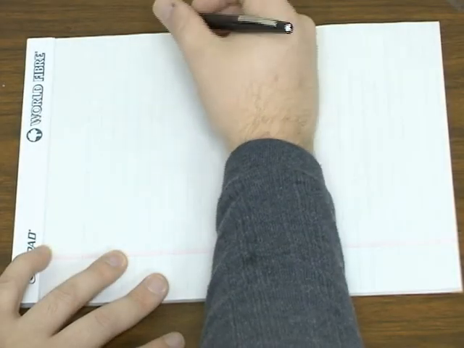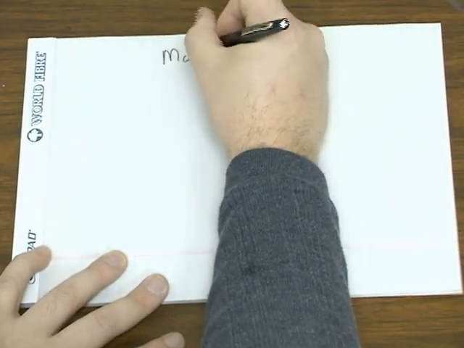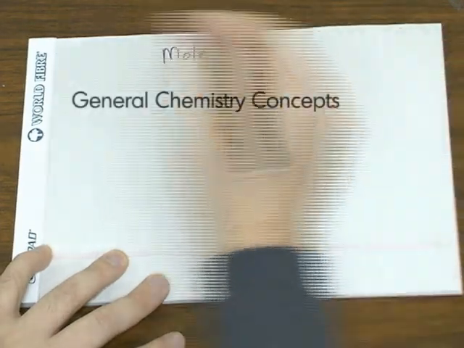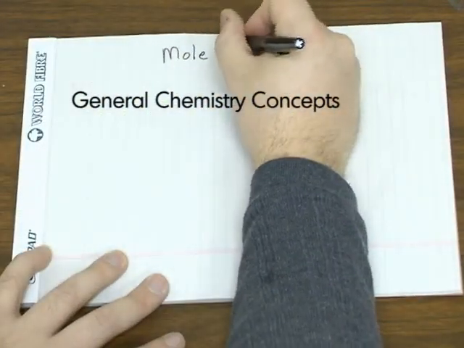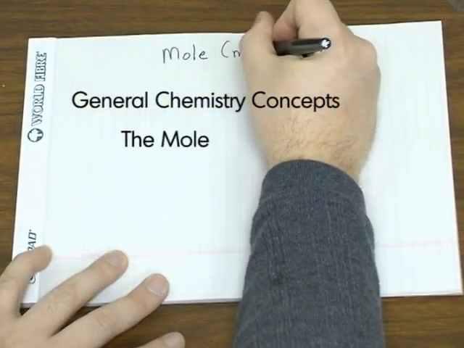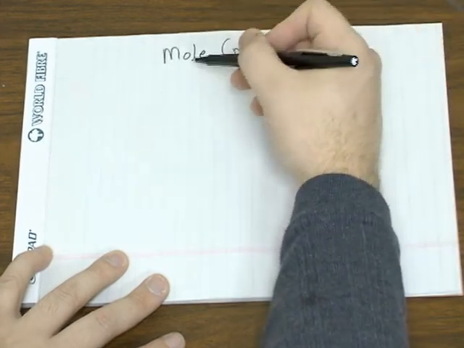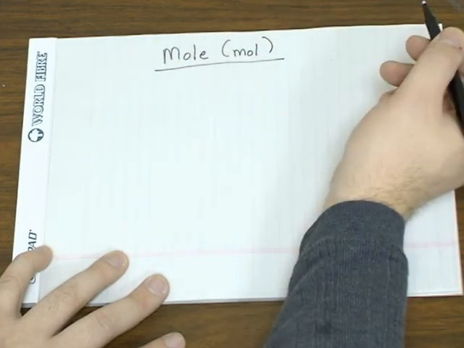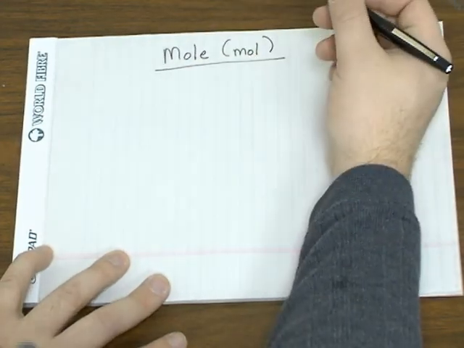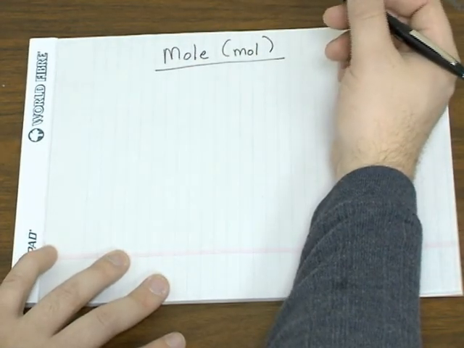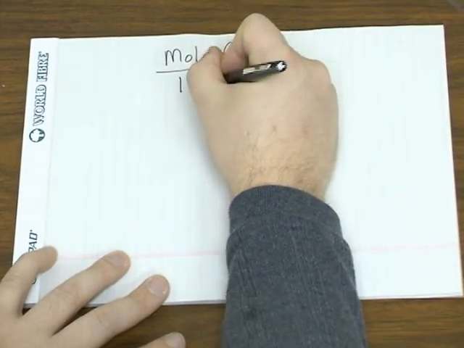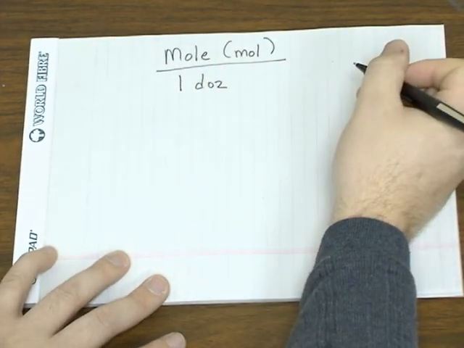A common unit used by chemists is known as the mole unit. Although sometimes it's abbreviated MOL, which I know it's not much of an abbreviation, we're just lopping off the E, but that's kind of what they do. But the mole unit is just a counting unit, just like the unit dozen.